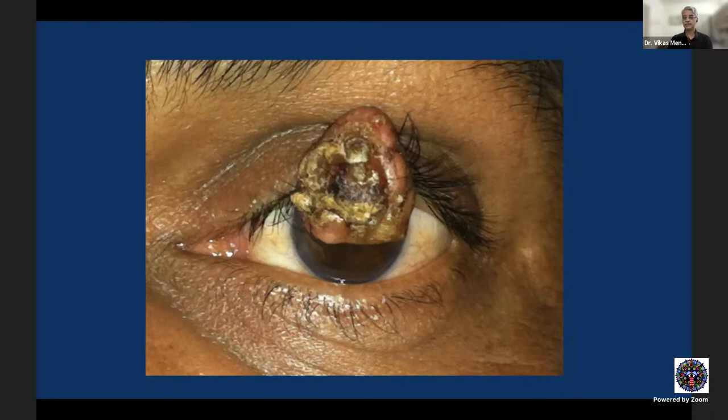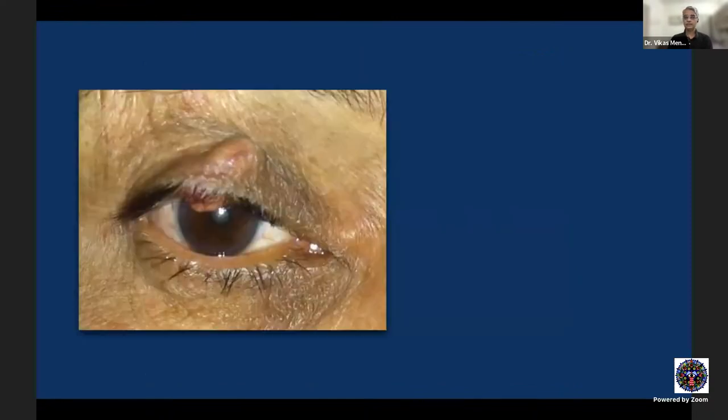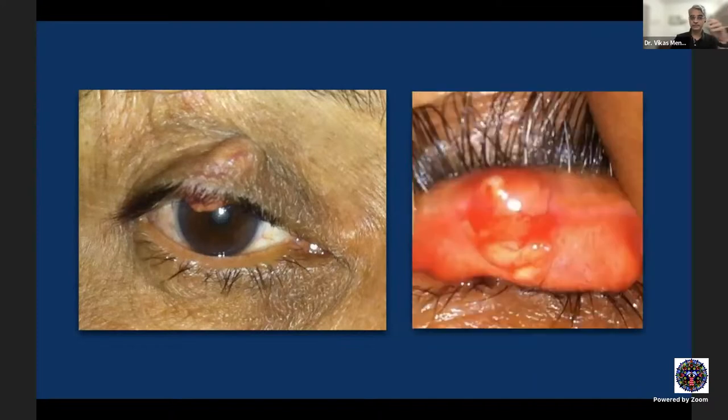So when something like this comes, you've seen a few of these examples now, you will see the common features here. The mass is extending beyond the tarsus, is trying to burst out of the lid margin, and on eversion, there is this yellowish nodule with prominent blood vessels in the lesion.